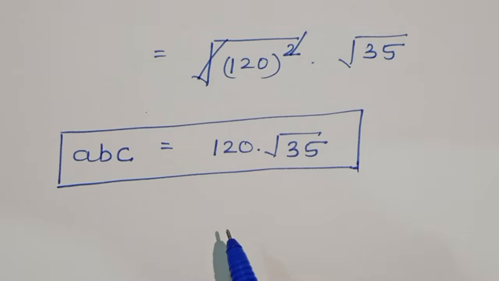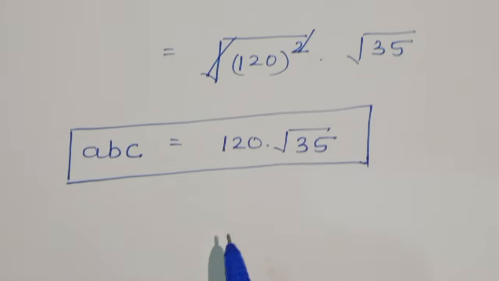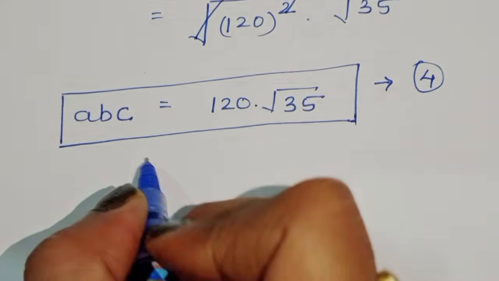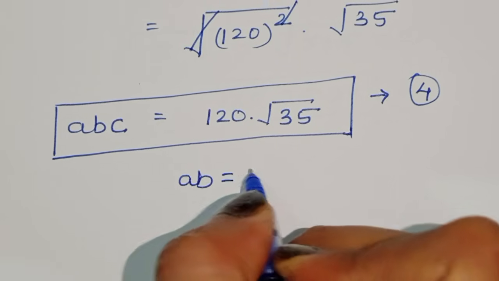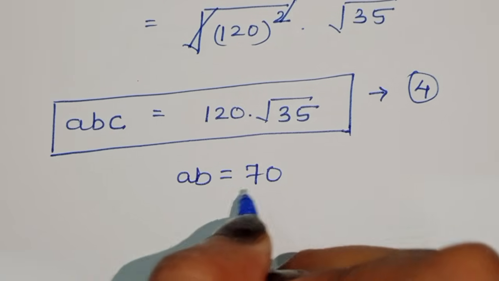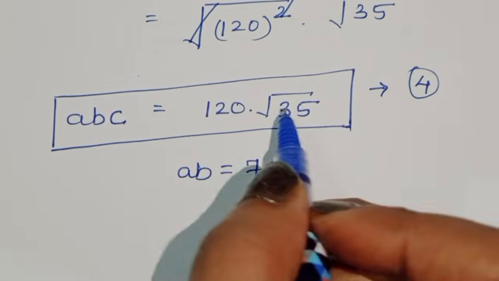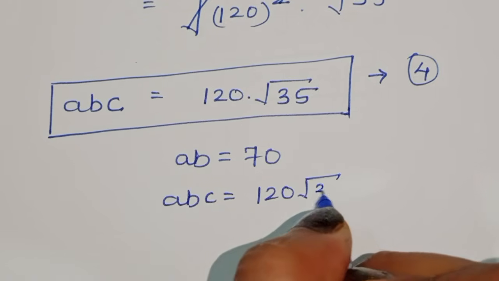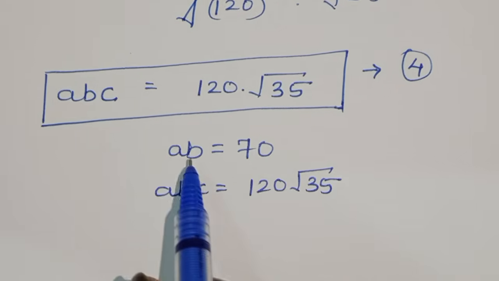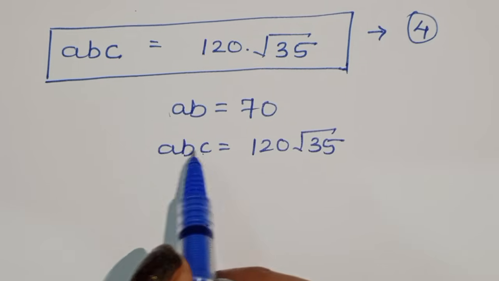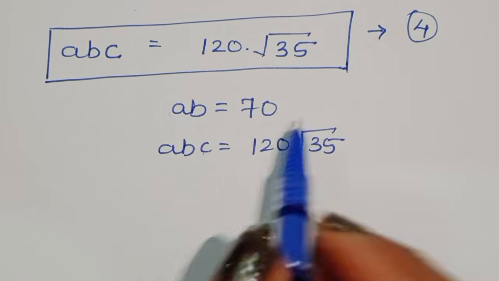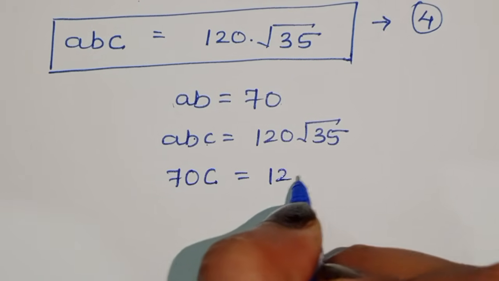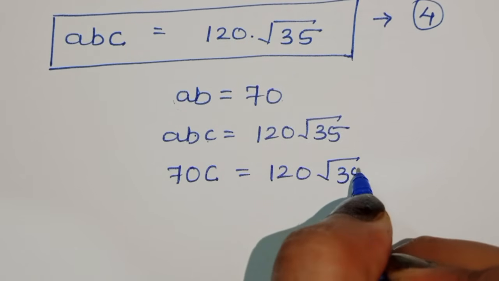So we know the equation given, that is equation number 1, AB is equal to 70. You can consider this as equation number 4. According to the given equation, AB is equal to 70. Now we got the value of ABC. So here ABC is equal to 120 square root of 35, right? Now we can substitute this value in this equation. So the value of AB is 70, so we can write 70C is equal to 120 square root of 35.